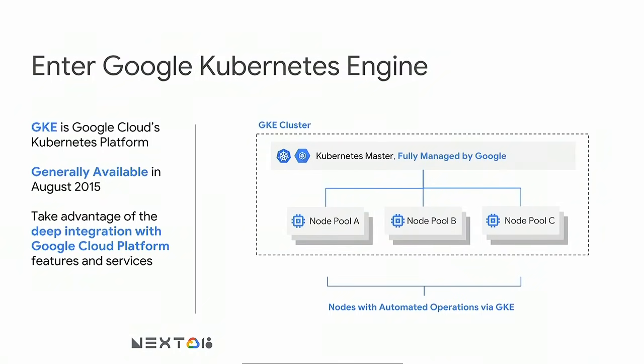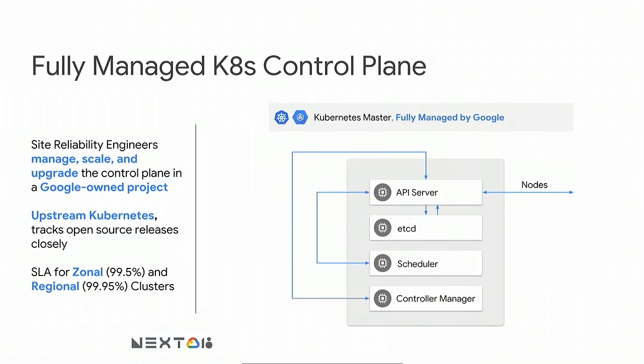So GKE is our hosted, cloud-managed Kubernetes solution. We were GA in August of 2015, so we've been running a number of production clusters for 3 years now. One of the nice things about GKE is that we take upstream Kubernetes, and we try to keep as close to upstream as possible and are always releasing new versions of GKE as new versions of Kubernetes are coming out. But we wanted to add deep integration with GCP, so we make it really easy to use other features like logging and monitoring and identity right out of the box with Kubernetes and GKE.